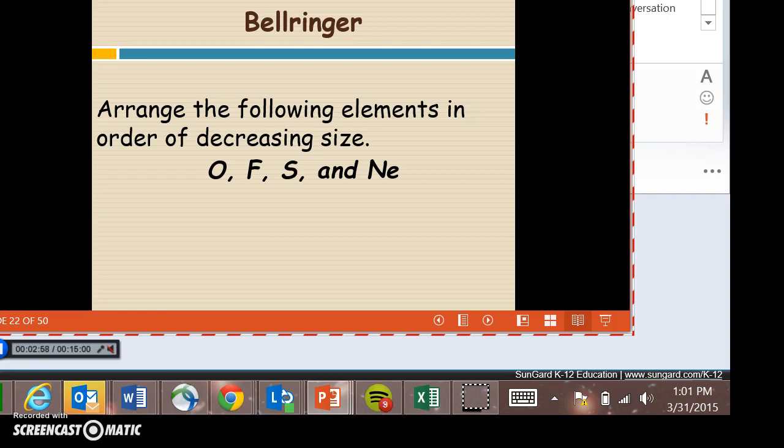So we have about 30 seconds left. If you haven't thought about the bell ringer yet, you need to make sure the question is down and you've organized the elements in order of decreasing size. Remember the trick for increasing, decreasing.